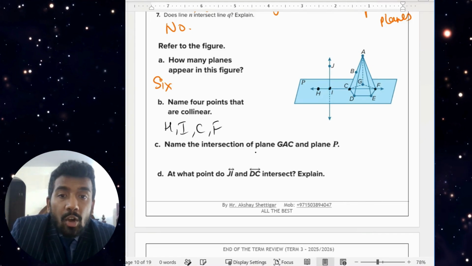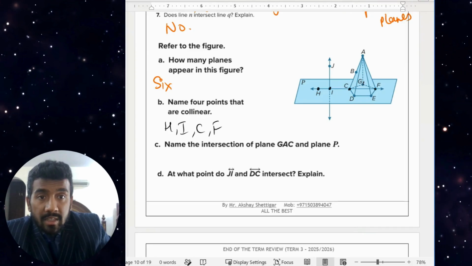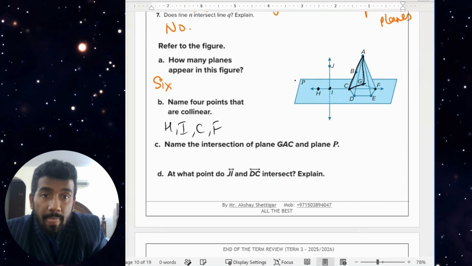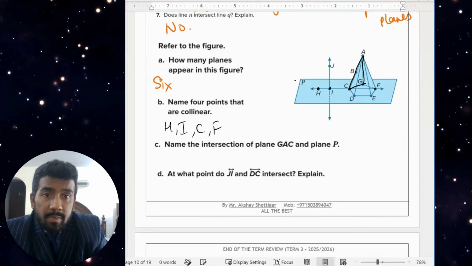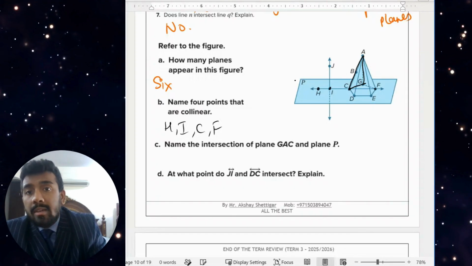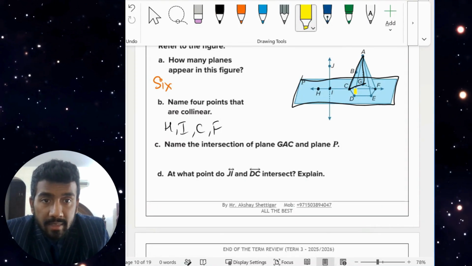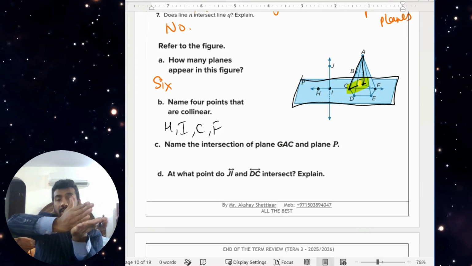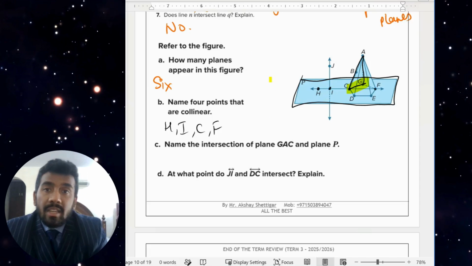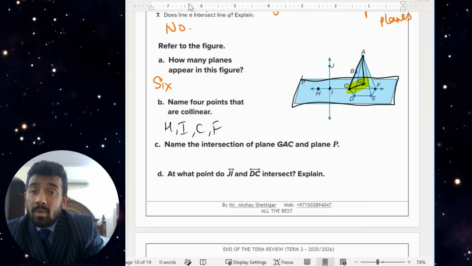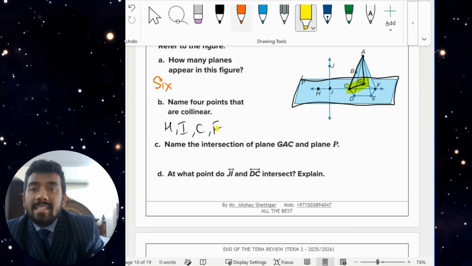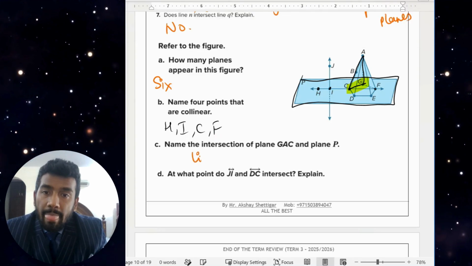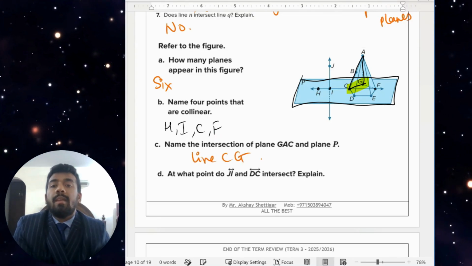Name the intersection of plane GAC. Where is GAC? G, A, and C, and plane P, and this one. Means where do these two planes meet each other? What do you think? Where do they meet? You see the base? This one, see? So they meet over this, right? So they lie on it. So that's the intersection. So what is that letter? CG. But you can't write just CG. What you have to write? Line CG. Understood?